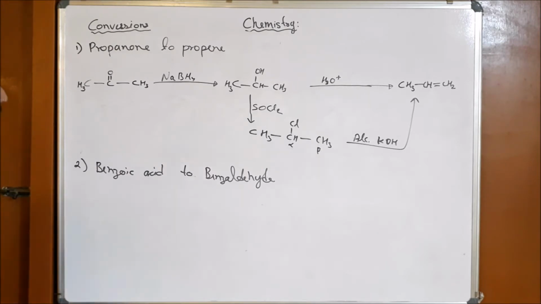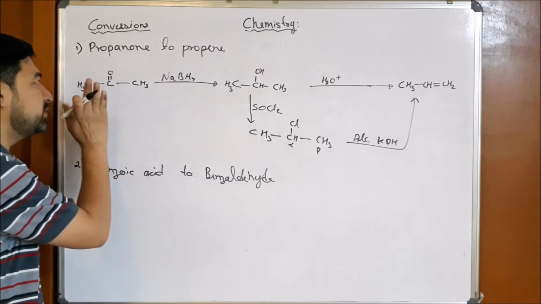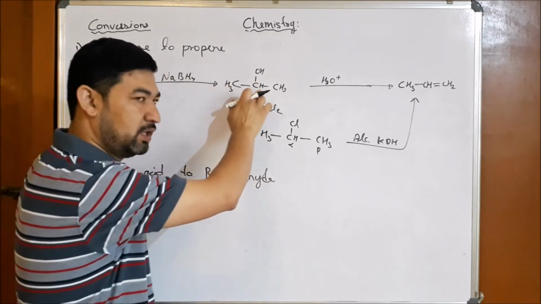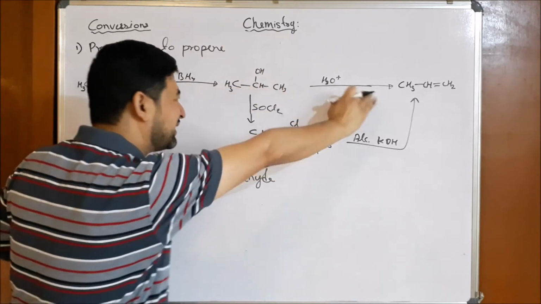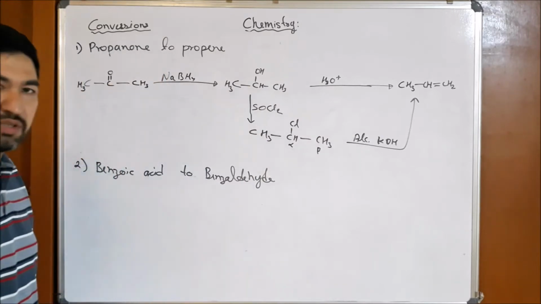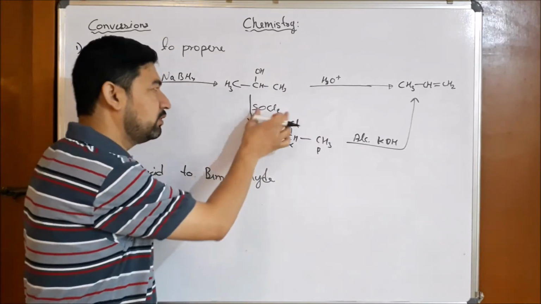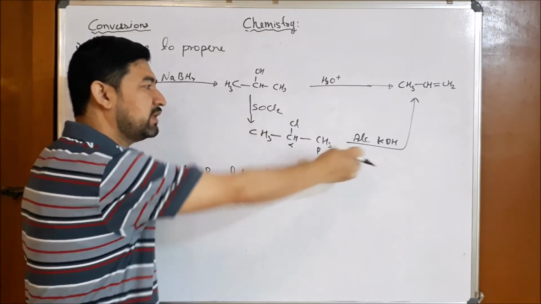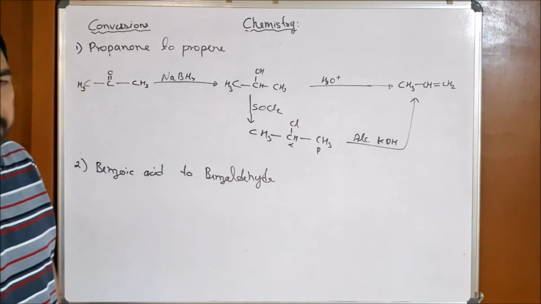So the first part is your reduction part, where you reduce this ketone to a secondary alcohol. Then from here you can directly do the acid catalyzed dehydration, or you can follow SOCl2, then Cl will come, then you can do the elimination reaction.